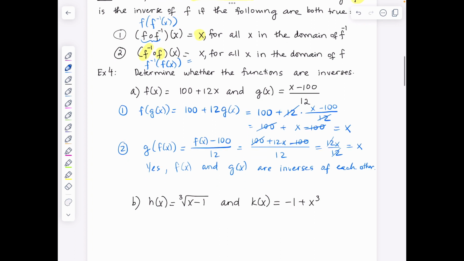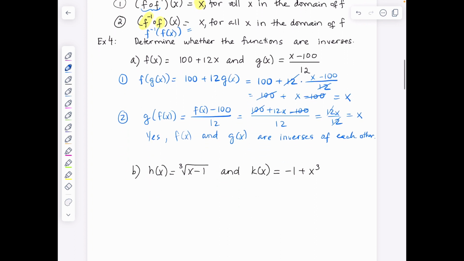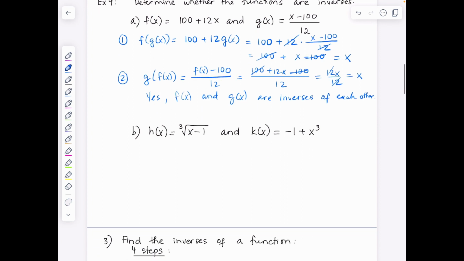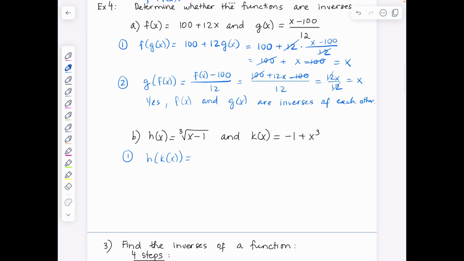Okay, next example. Here we have h of x is equal to the cube root of x minus 1, and k of x is equal to negative 1 plus x cubed. So let's check the first condition where you compose the two with, say, h on the outside and k on the inside first. So h is determined by the cube root of x minus 1, and instead of x, I want k of x to be the input, minus 1. And k of x is defined by negative 1 plus x cubed, so let's just substitute that in for the k of x here, and then bring over this minus 1.